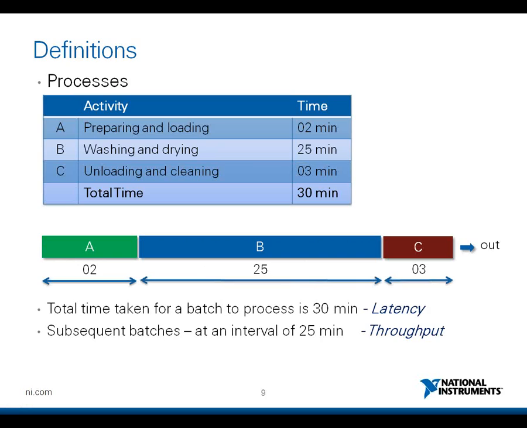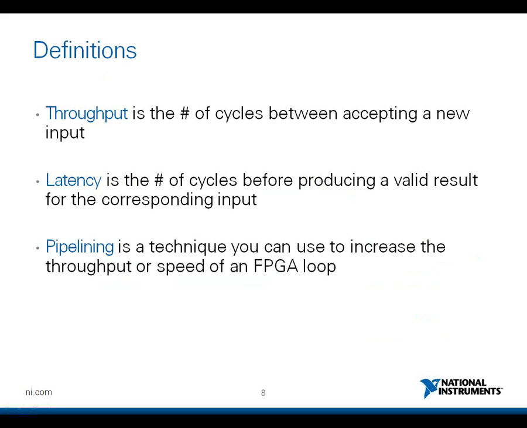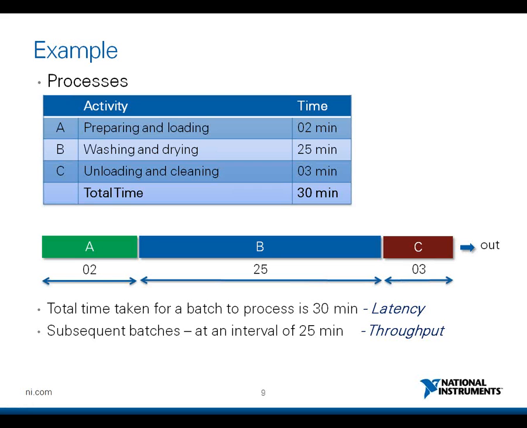Now the total time taken for any batch to process, that is, a batch of clothes to get washed and dried, is 30 minutes, which is our latency. And after we get the first batch, we get subsequent batches at an interval of 25 minutes, which is our throughput. Let's go back to the first slide. Throughput is the number of cycles between accepting new input. Here we can accept new input only after 25 minutes.